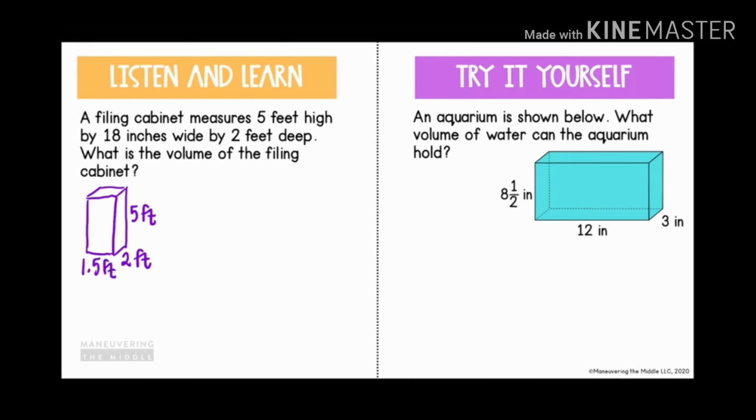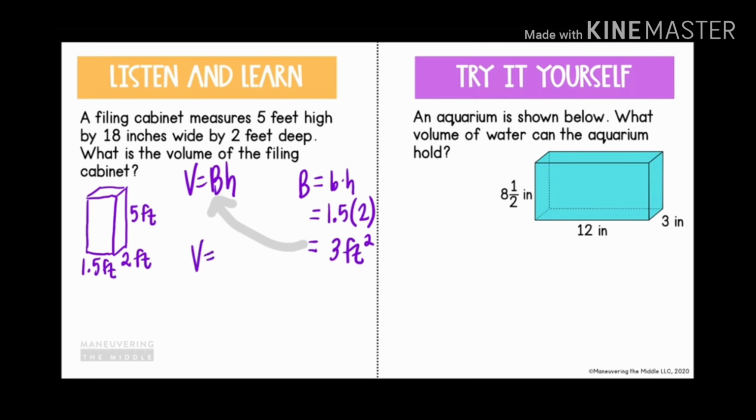So now I go back to my original formula. Volume equals area of the base times the height. I'm going to have to find the area of the base first, which I know is base times height. So 1.5 times 2, which will give me 3 feet squared. I can go back to my original equation. Volume equals the area of the base, which I know is 3 feet squared, times the height of my filing cabinet, which is 5. So the volume of the filing cabinet is 15 feet cubed.